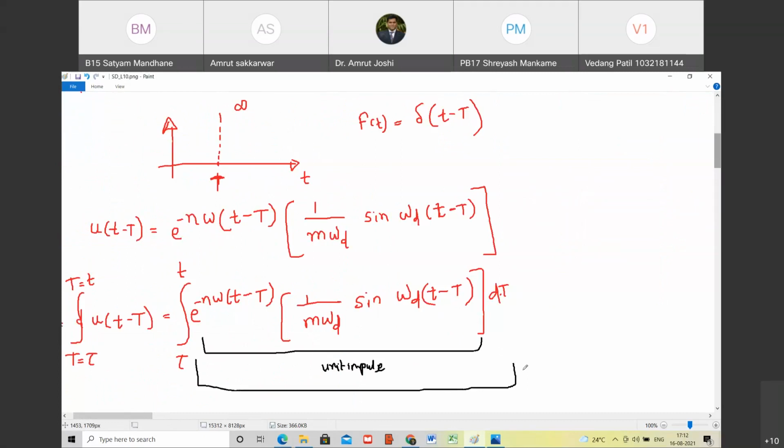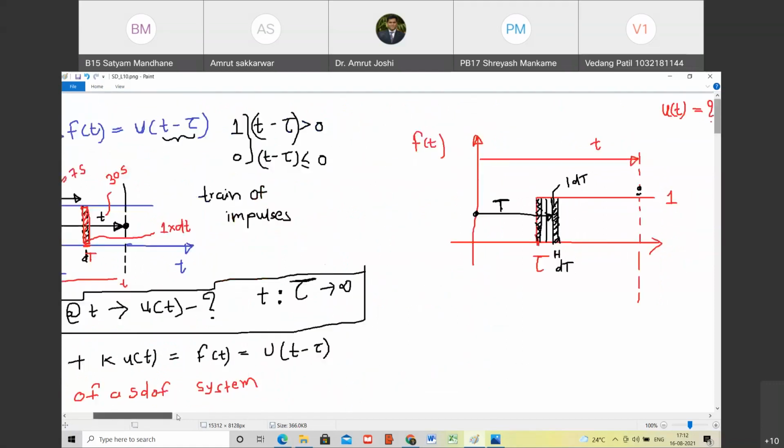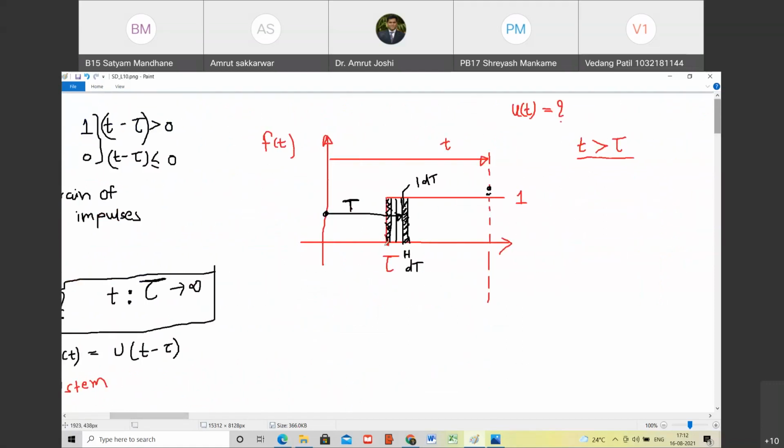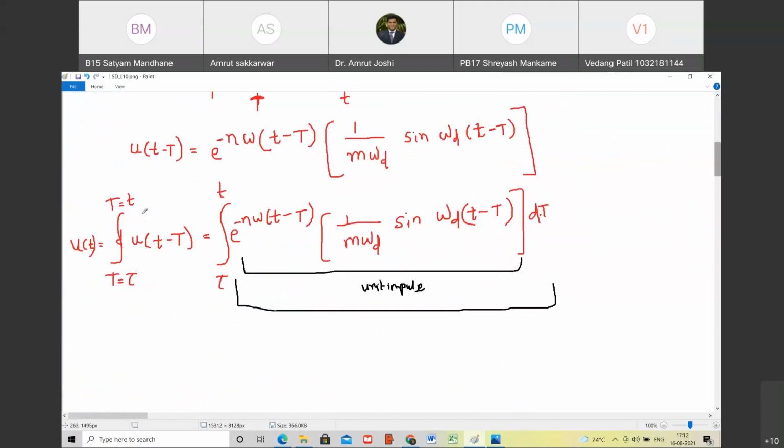Yes. So what is the response of this entire load? I will have to integrate it from T equal to tau to T equal to small t. Do you agree with me? Yes, sir. So that's what I have written. Now hopefully everyone is clear about this expression. Are you with me?